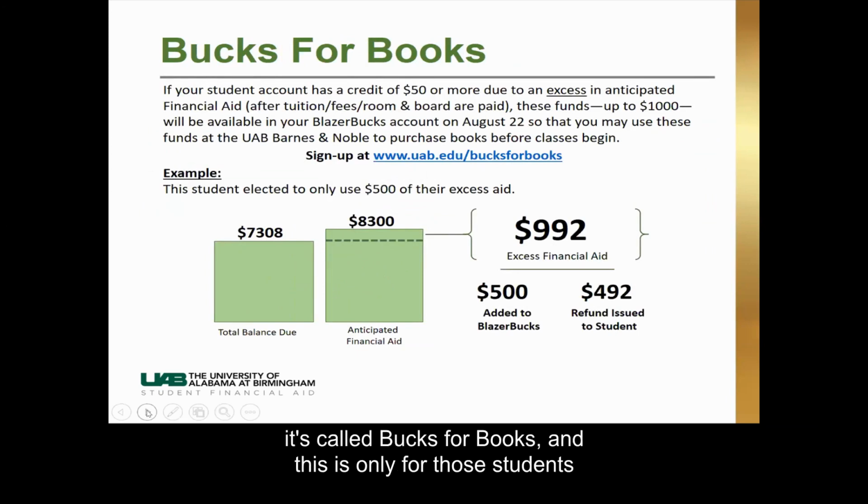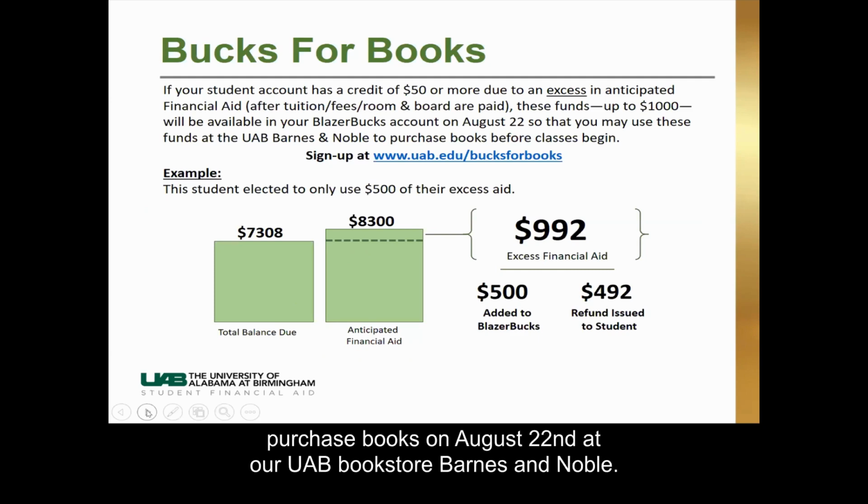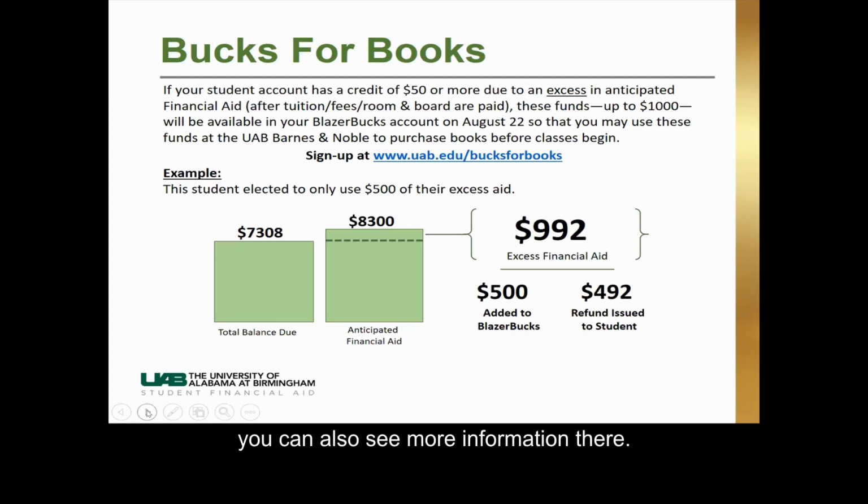There's also a program that I want to make you all aware of, called Bucks for Books, and this is only for those students who are receiving an excess in anticipated federal financial aid. If their aid exceeds what their account balance is, then they can utilize up to $1,000 of those funds to purchase books on August 22nd at our UAB bookstore, Barnes & Noble. They can sign up for this program at uab.edu/Bucks for Books, and you can also see more information there.